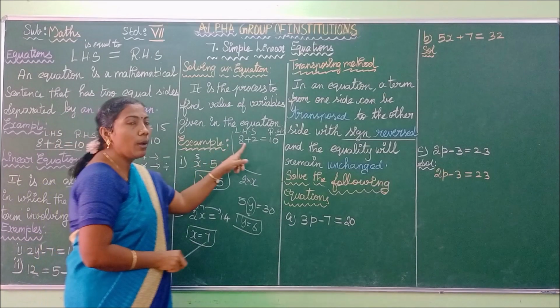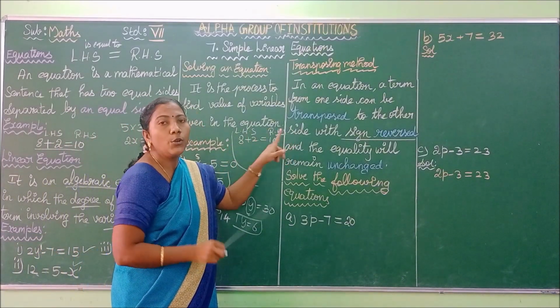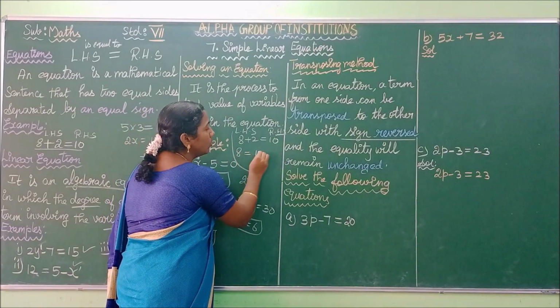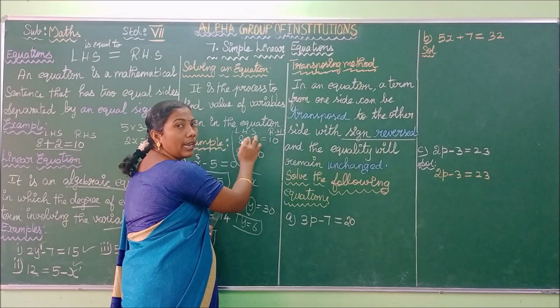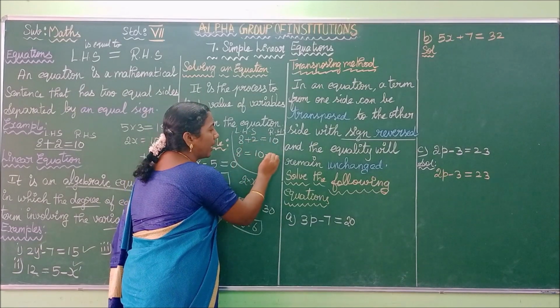Here we have plus. So if you bring this plus to this side, you have to reverse its sign. So how can we reverse it? 8 equal to 10. Now we are going to transpose this 2. So you have to reverse this symbol. So you have to write minus 2.